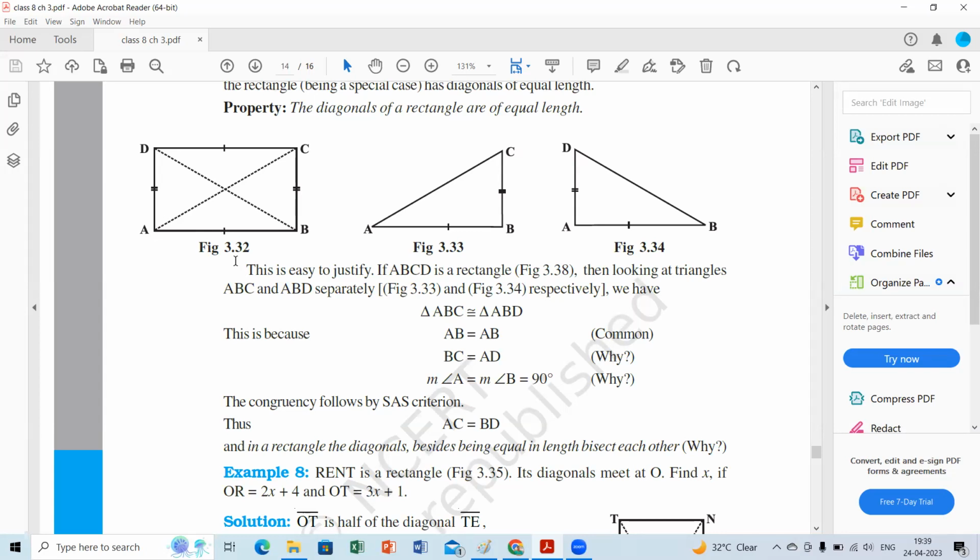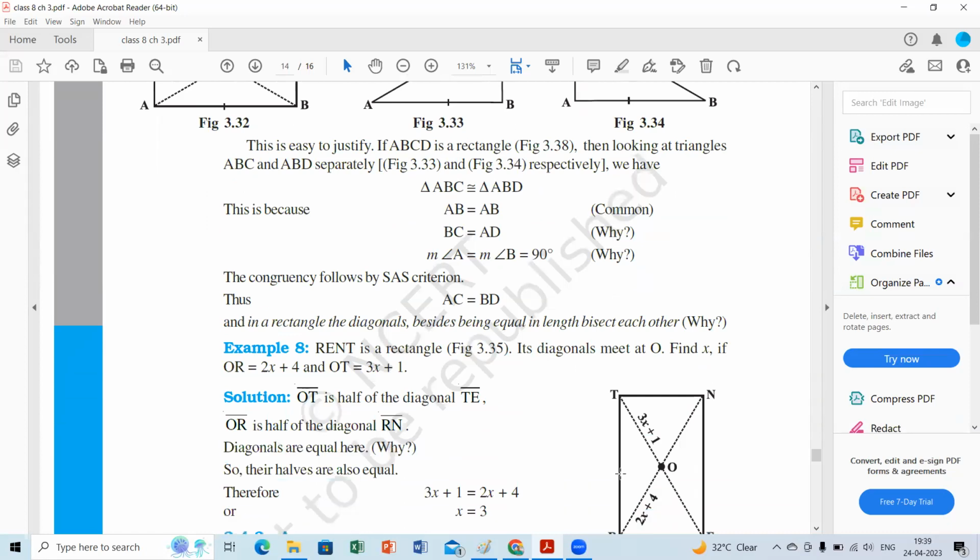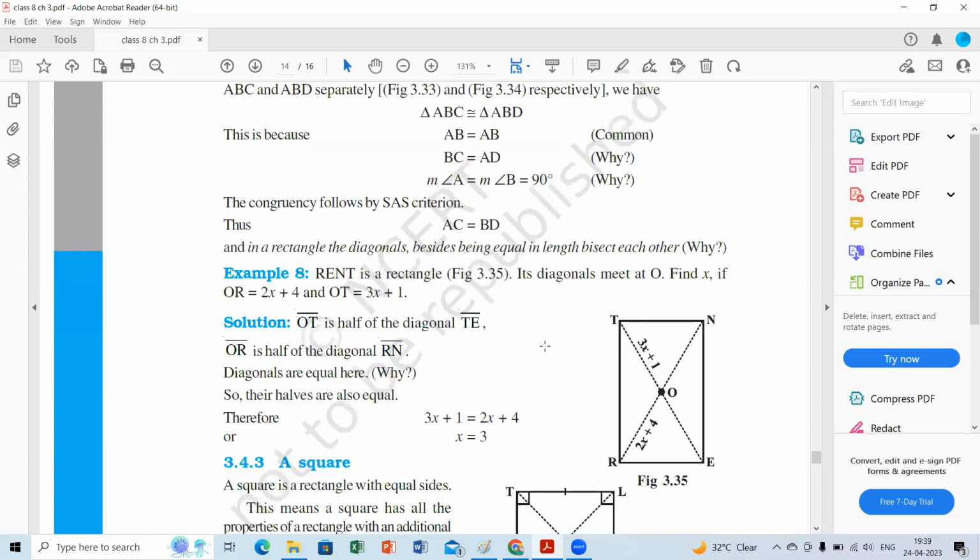It follows by the SAS criterion. Is there any other congruence rule also true here? SSS. Very good. Ma'am, the SSS congruence rule is also true because the diagonals are equal, and opposite sides are parallel and equal. Right. Now there is another shape.